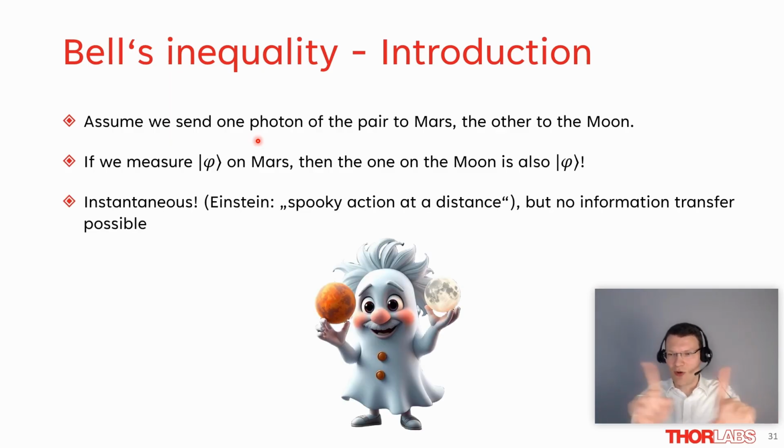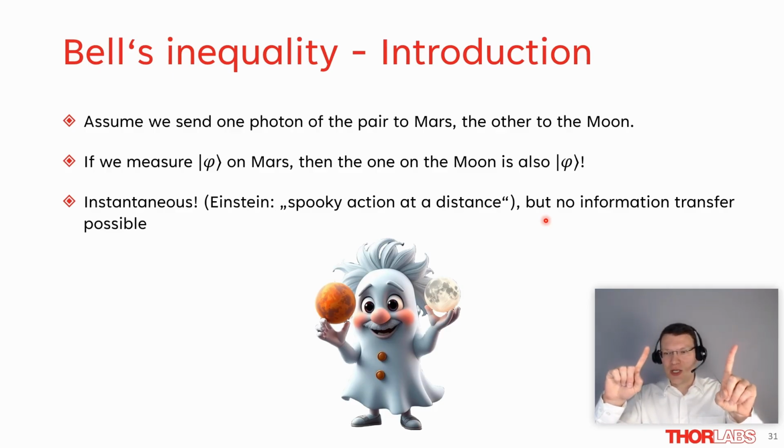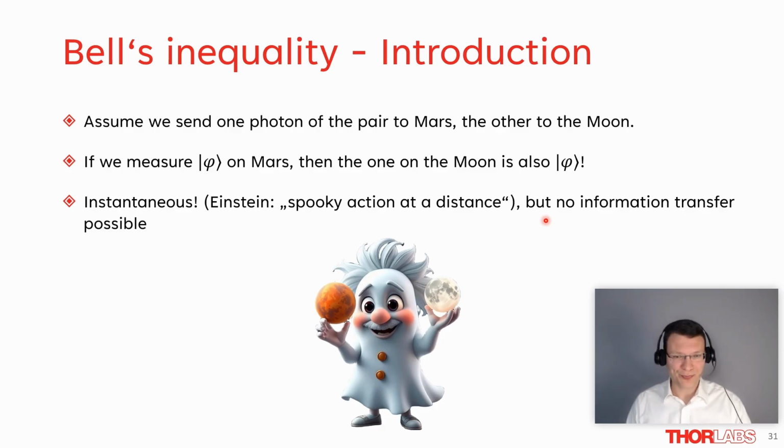We didn't actually talk about any kind of direct interaction between the two. And this is something that people felt very weird about at the beginning, when quantum physics was introduced, and Einstein famously talked about spooky action at a distance. The good thing is, it doesn't violate general relativity because there's no possible way to transfer information. If I'm on Mars, I don't know if the person on the moon already did the measurement or vice versa. So I don't really have a way to transfer information.